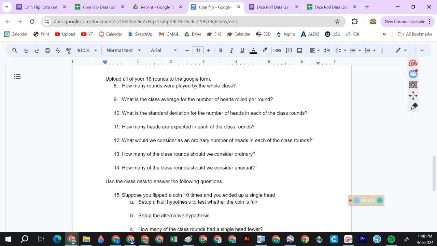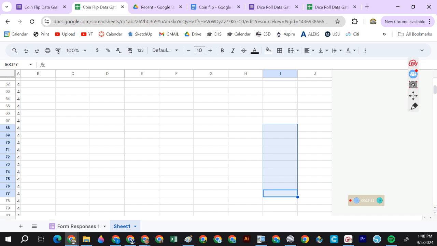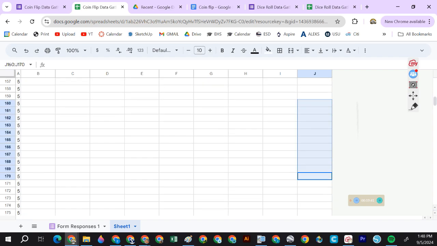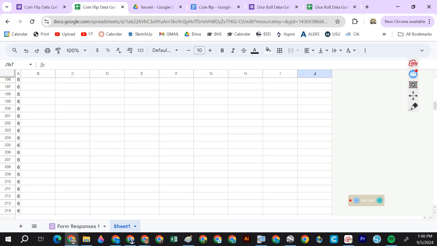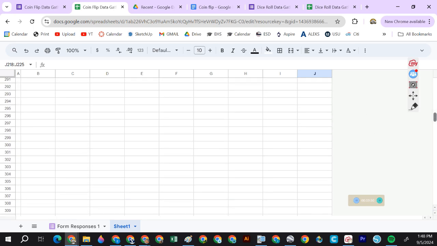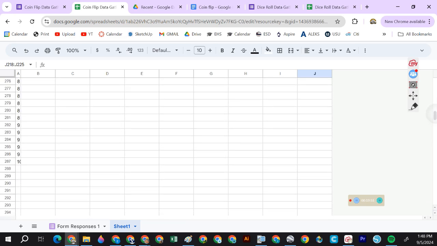All right, so let's go to our data. How many rounds were played total? Let's see. Somebody turned in a blank number. I'll find it. All right, so that's row 287, but there's a header row, so 286. So total, we played 286 rounds.